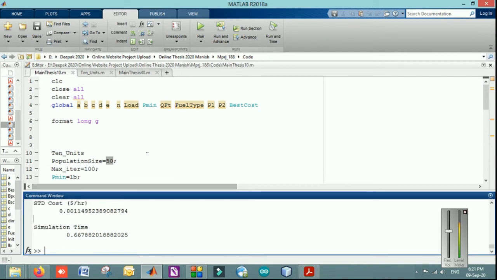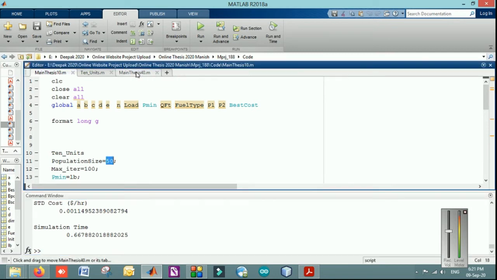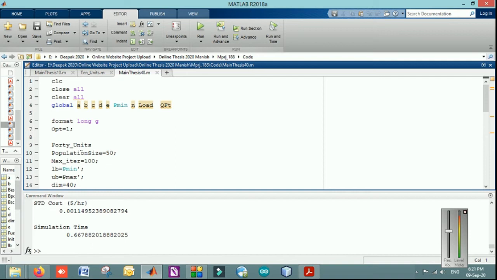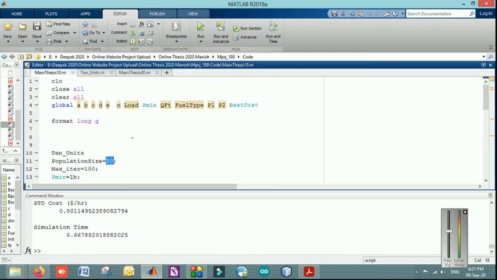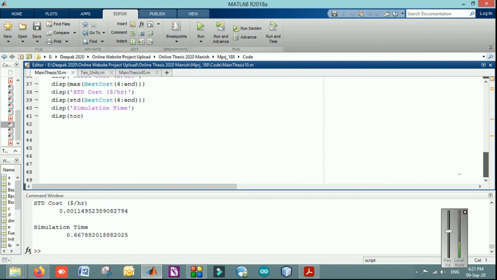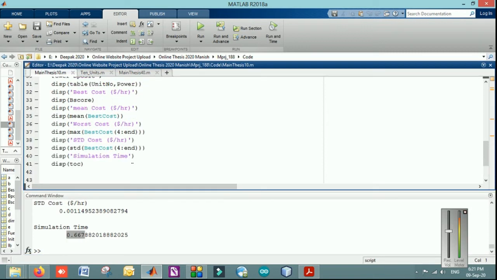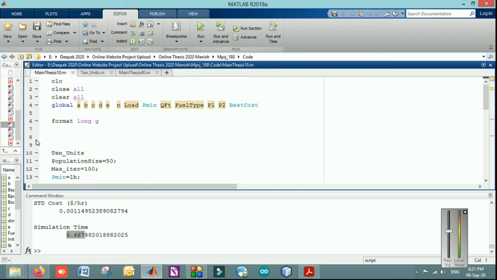We have done it for multiple units. As you can see, the same is done for the 40 units, and we used the 40 unit data and calculated the results that are presented in front of you. The time simulation is also performed, so that we can show how fast our system is and how effectively it can solve the economic load dispatch issue.